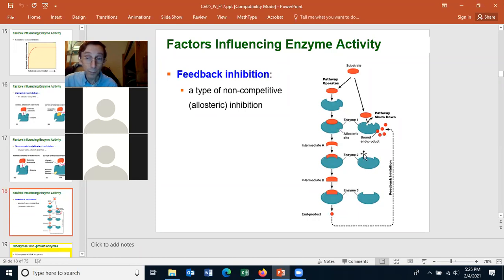And with more and more time, more of the end products will fall off of enzyme 1, and there won't be enough end product around to inactivate those enzymes. And so more end product will get made. Is that clear to everybody? Yes. All right, thank you.